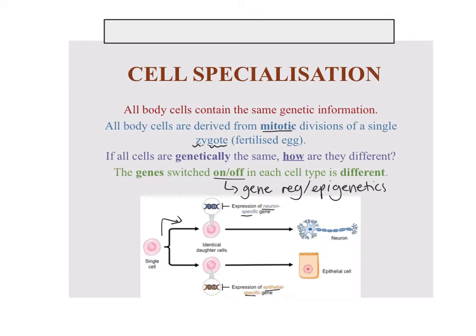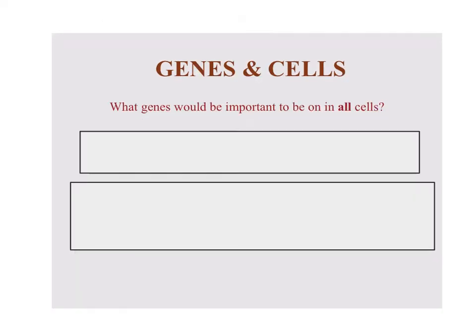There's no point, and it's a waste of cellular energy, if that epithelial cell starts producing neuron-specific genes and vice versa. And when we think about our cells, although there are differences, we also need to think about what is important to happen in all cells. Which genes are important to be on or conserved or expressed in all of our cells? Spend some time thinking, making some notes, what kind of processes need to happen in every cell. So pause, and then when you're ready, you can play again.